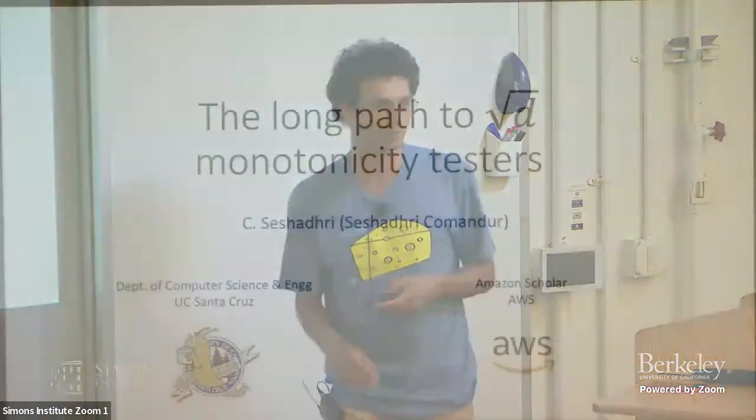So there's a minor pun here, the long path to root T monotonicity testers, and hopefully you'll see it later on.